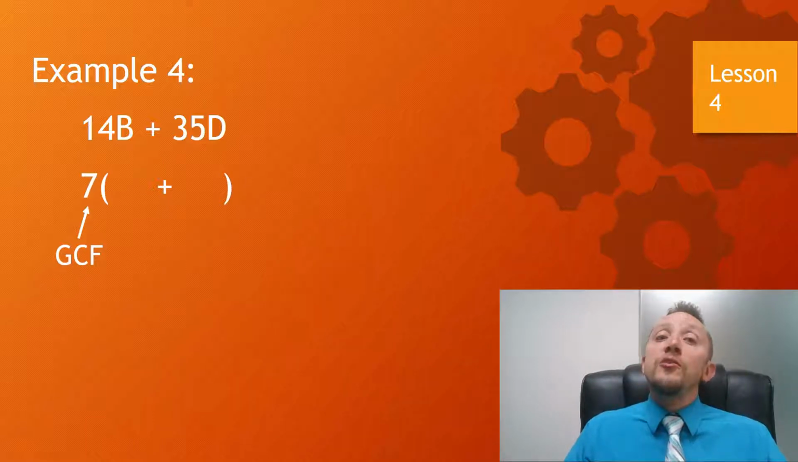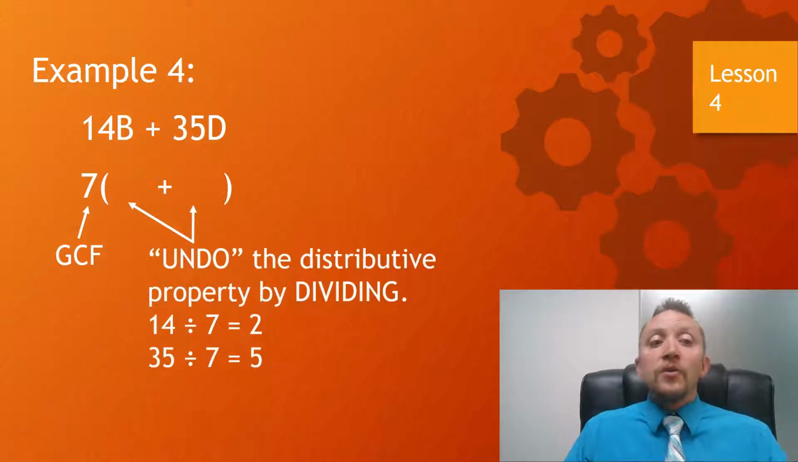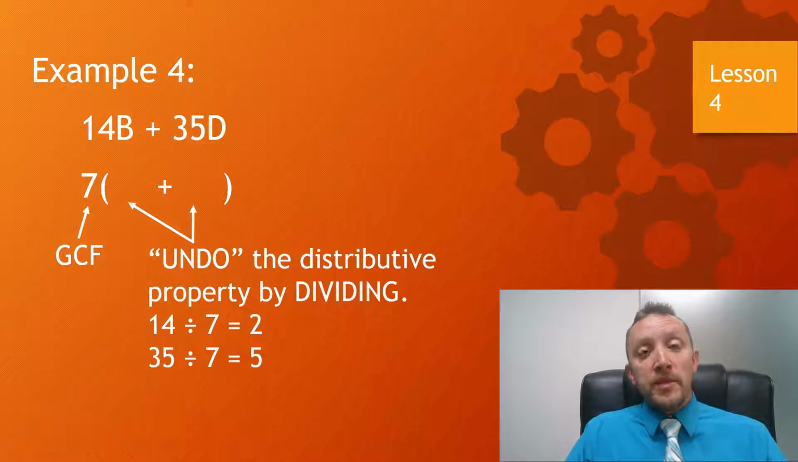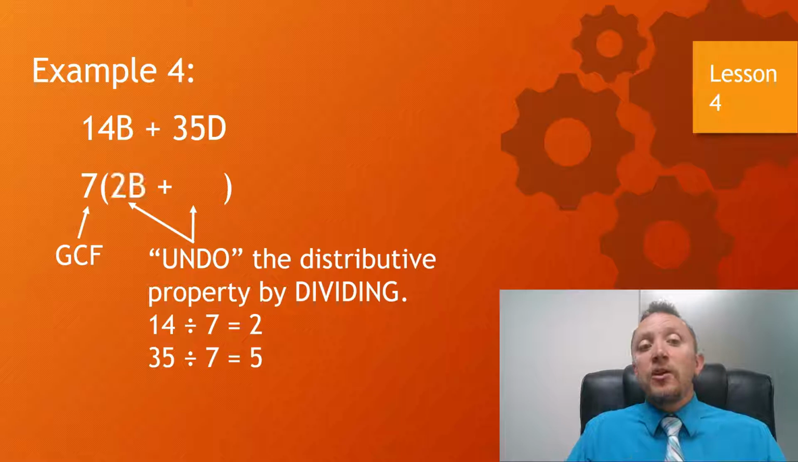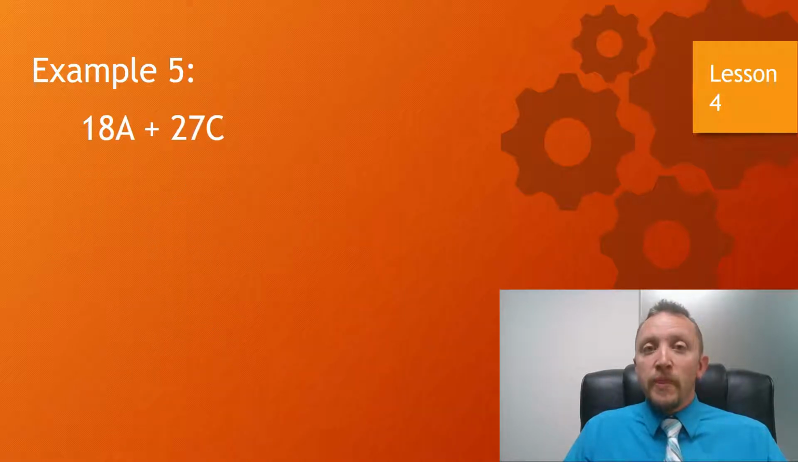And again, if we undo the distributive property, we would divide. So we would take 14 divided by 7 and get 2, and 35 divided by 7 would be 5. So we'd have 2b and 5d would be your answer. Sticking with me? Let's try another example.